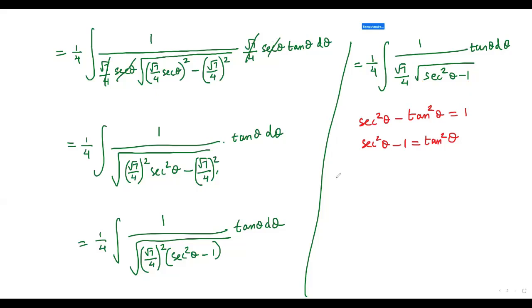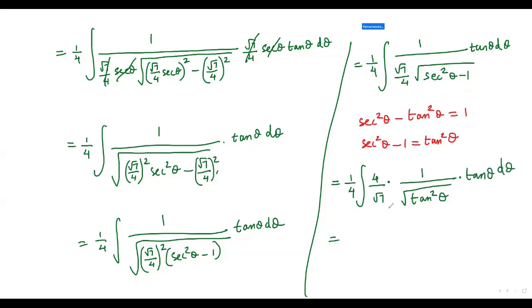Okay, now let me continue with the integration. That is 1 over 4 integral, and also here the square root of 7 over 4 is in the denominator. If I move this to the numerator, then it will become its reciprocal. That is 4 over square root of 7 times 1 over square root of, for this secant square theta negative 1, we can write tangent square theta times tangent theta d theta.